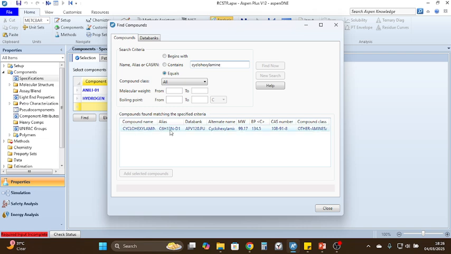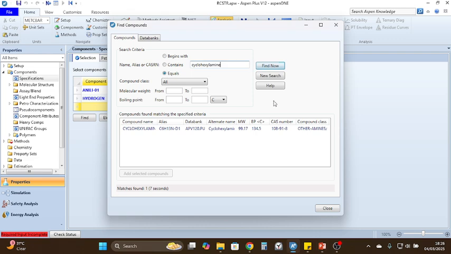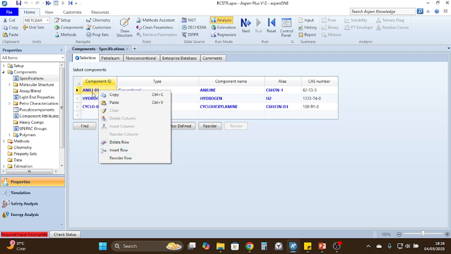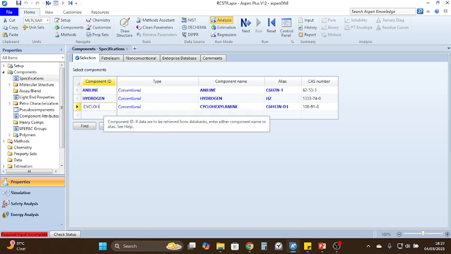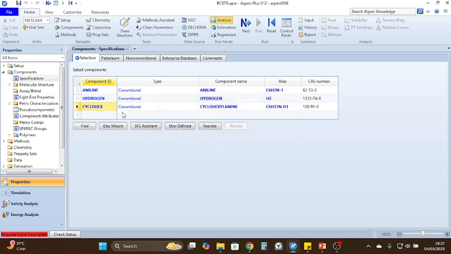So C6H13 and D1, C6H13. This is the compound that we have to add. So let us rename these components. Now the components are defined. We are going to click on next.